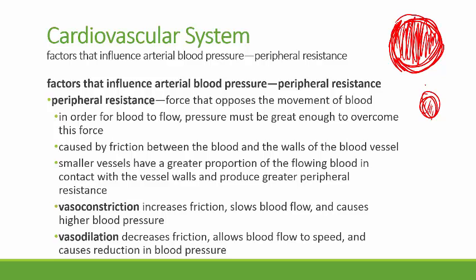So when blood is slowed down because of the friction, then that means that all the blood behind it is like stacking up, trying to get through whatever blockage this is. And so vasoconstriction, making a blood vessel smaller, will increase the friction between the blood and the wall of the blood vessel. This will slow down the flow of blood and will cause higher blood pressure.